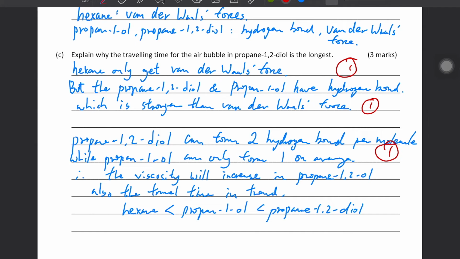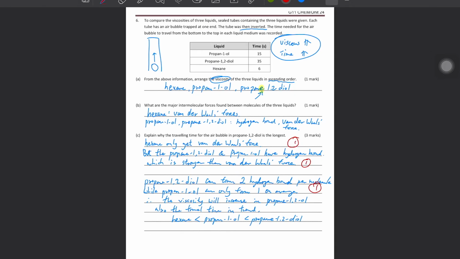The third mark will be contributed by comparing propane-1-ol and propane-1,2-diol. You need to understand how marks are allocated. Not just tell me the fact, but also the comparison. Let's see how this question can be modified.